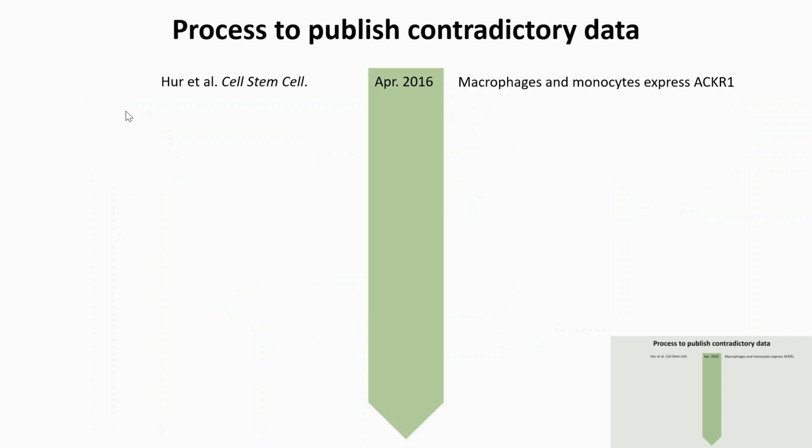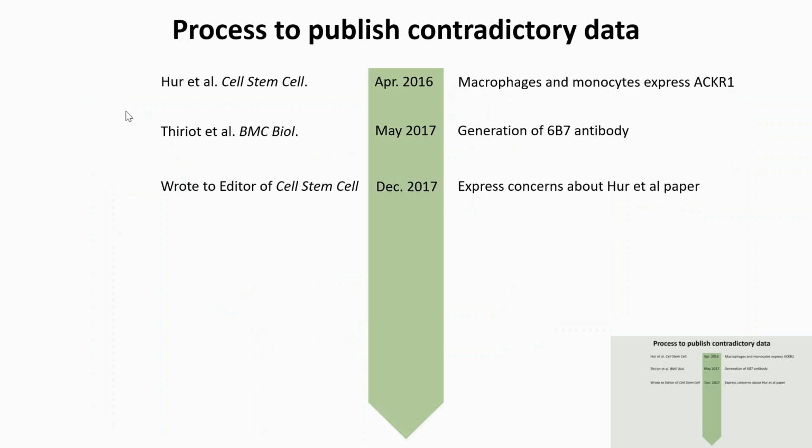So in 2016, Ur et al. was published, suggesting that macrophages monocyte express SCKR1. 1 year later, the paper demonstrating the generation of the 6B7 antibody was published. And the same year, we wrote to the editor of Stem Cell expressing our concern regarding Ur et al. paper. And 6 months later, we received an answer.